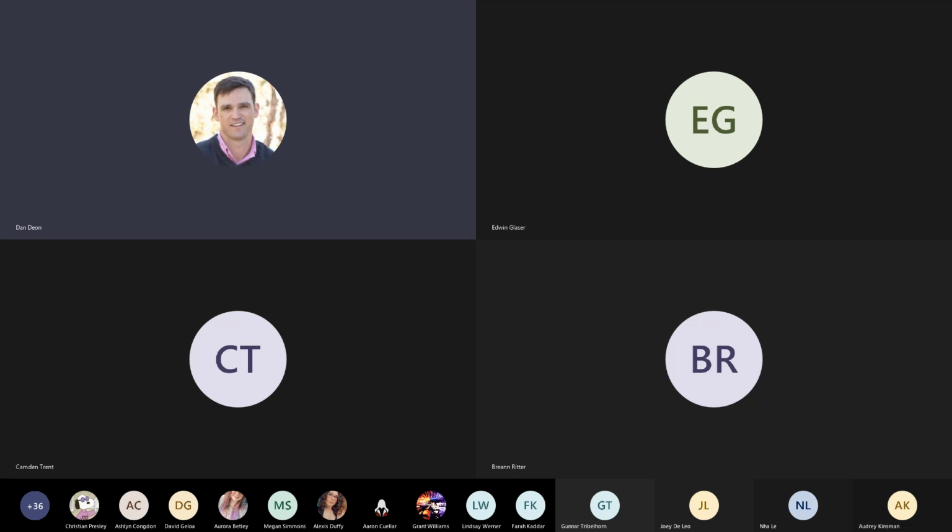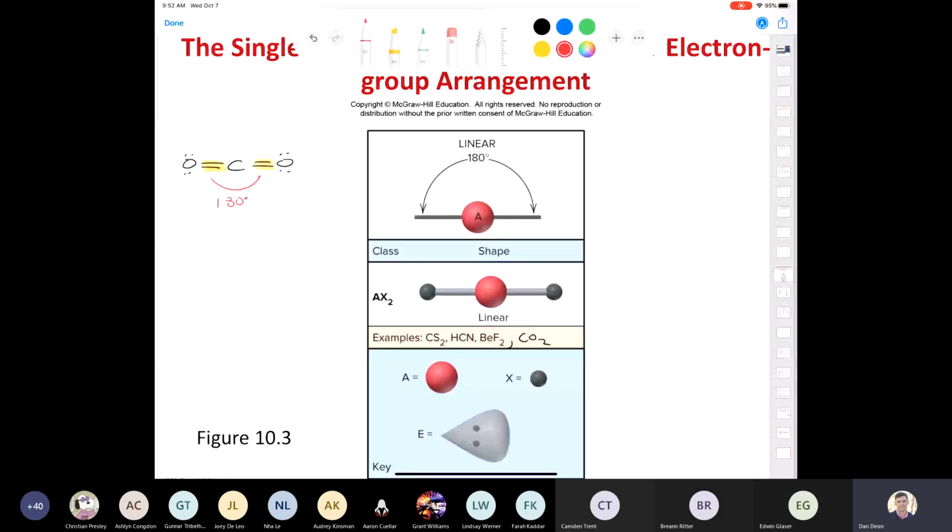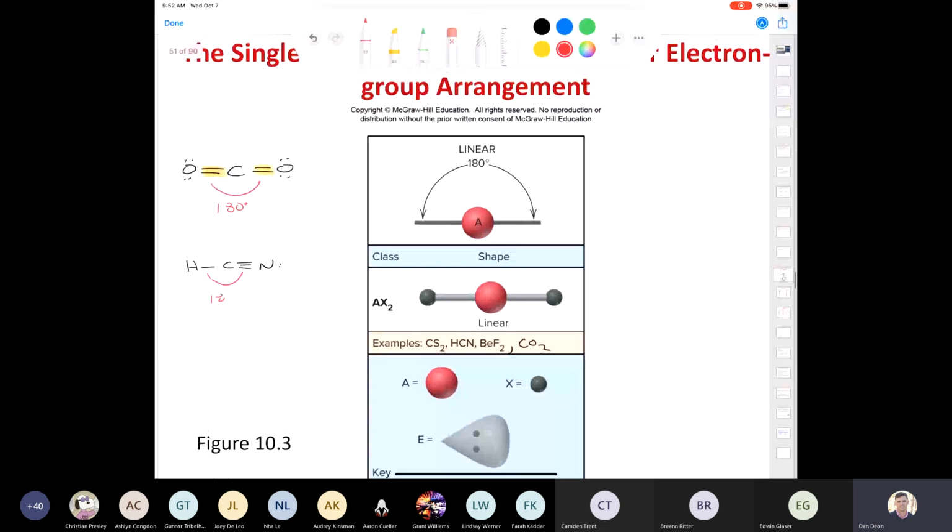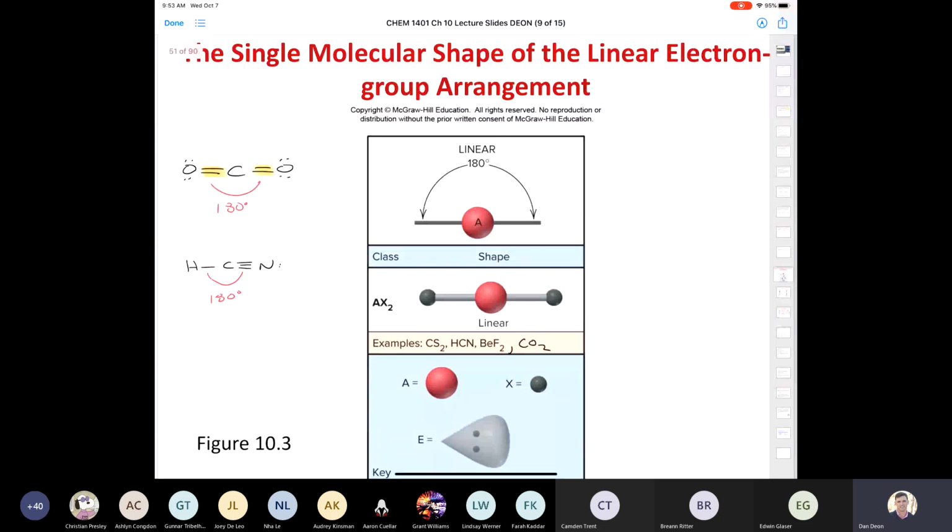Get back to slides here. Good. All right. So carbon disulphide, that's CS2. HCN, which is hydrogen cyanide. HCN, like this. There's the Lewis structure. The bond angle here is 180 degrees, right? We have 2 regions of electron density. They don't have to be identical to each other. They can be very different from one another.